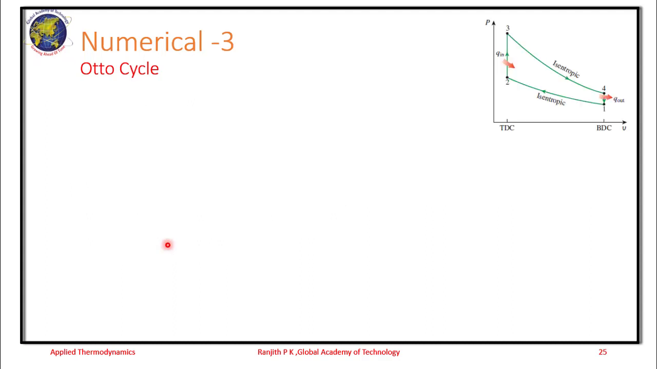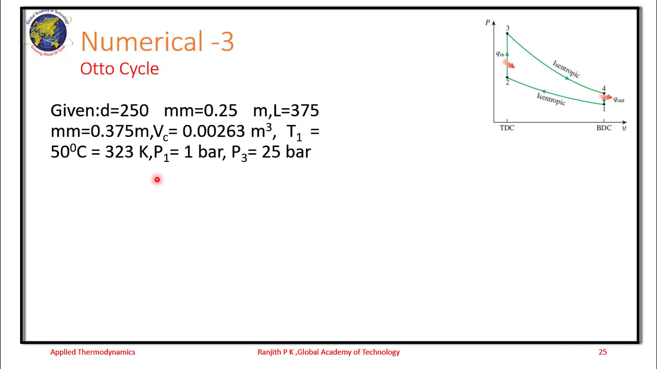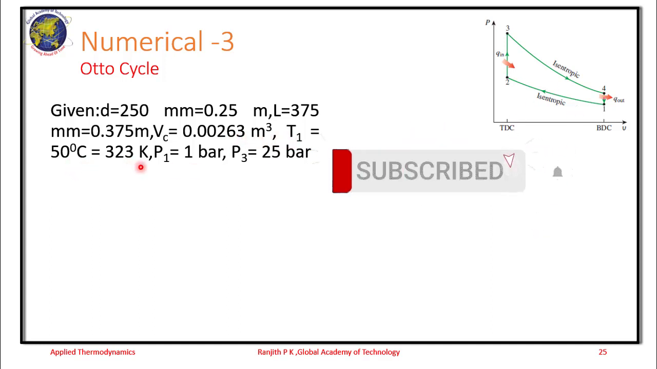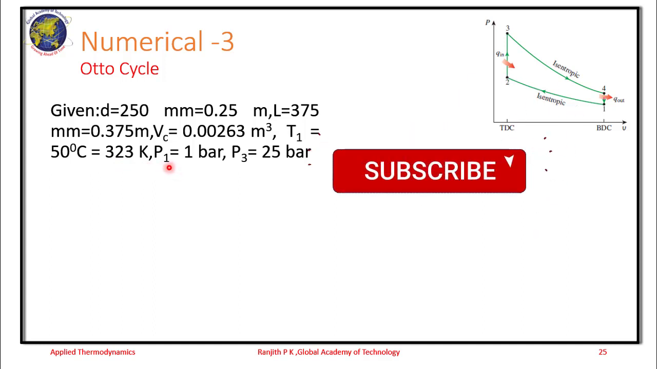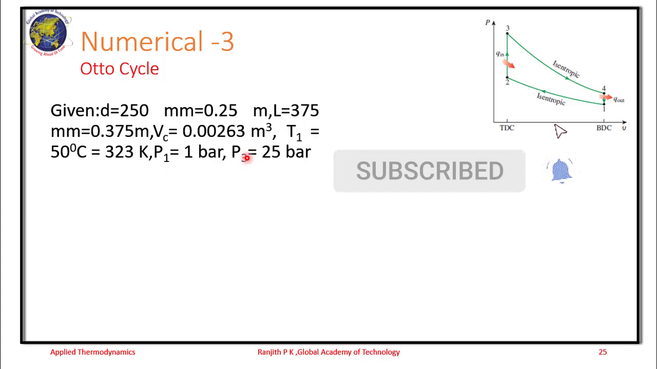So the first step: write the PV diagram, then the given data. D as 250 mm, in SI units, we write it as 0.25 meter. Similarly, L, the stroke length, 375 mm, as 0.375 meter. Then Vc is 0.00263 meter cube. T1, 50 degrees Celsius, when converted to Kelvin is 323 Kelvin. P1 is 1 bar and P3 is 25 bar.